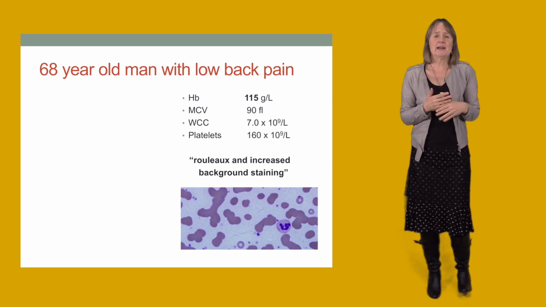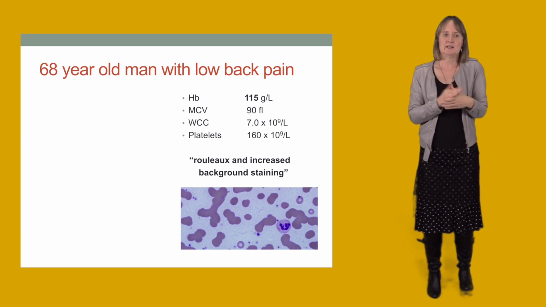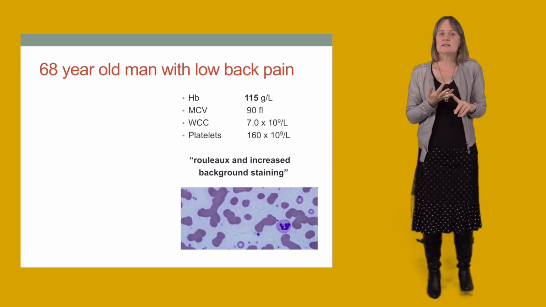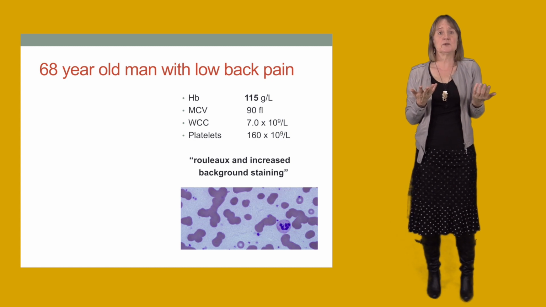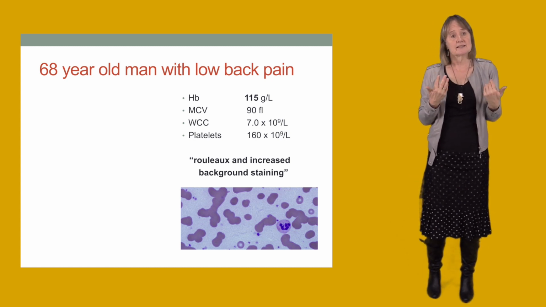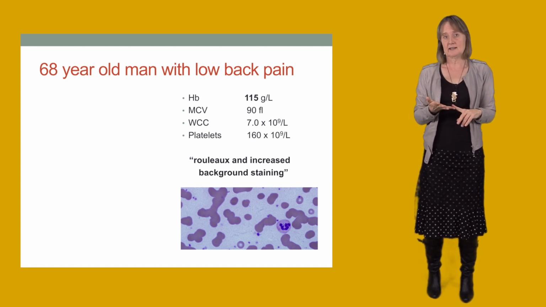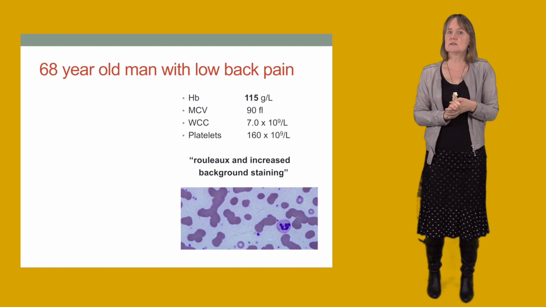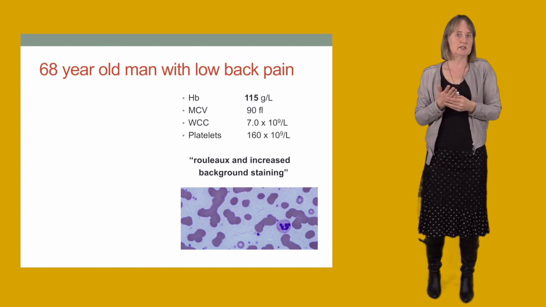So this is a 68-year-old man who presents with low back pain, and quite a lot of 68-year-old men will present with low back pain. But he's got an anemia. It's got a normal MCV. The rest of the blood count is normal, but there's a comment on the bottom of the blood count referring to what the blood film looks like, and it says rouleau and increased background staining. And that should be a flag that this could be myeloma. It doesn't mean that it is. This could be a reactive change, but it just should raise that flag in people's minds if there's no obvious reactive cause for these changes.